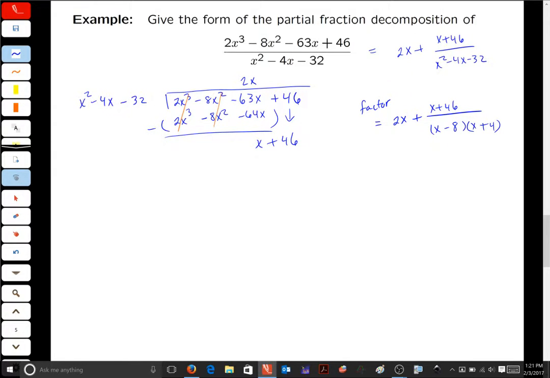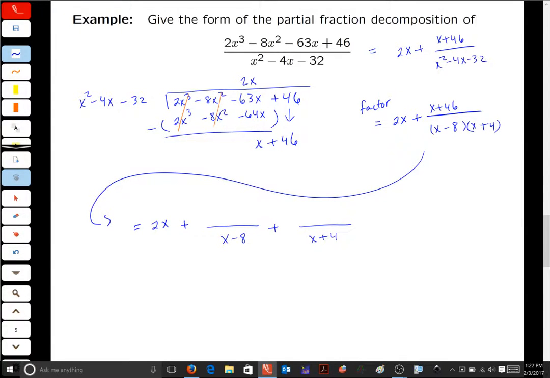And so then if I'm writing this down, I am going to draw an arrow. It's going to go right here. 2x plus, I have to have something over the x minus 8 and something over the x plus 4. What should we put over the x minus 8? A. What goes over x plus 4? B. There's our partial fraction decomposition. If we wanted to solve for this, we could do so. I'm not going to do that. I'm going to do that on a different problem.